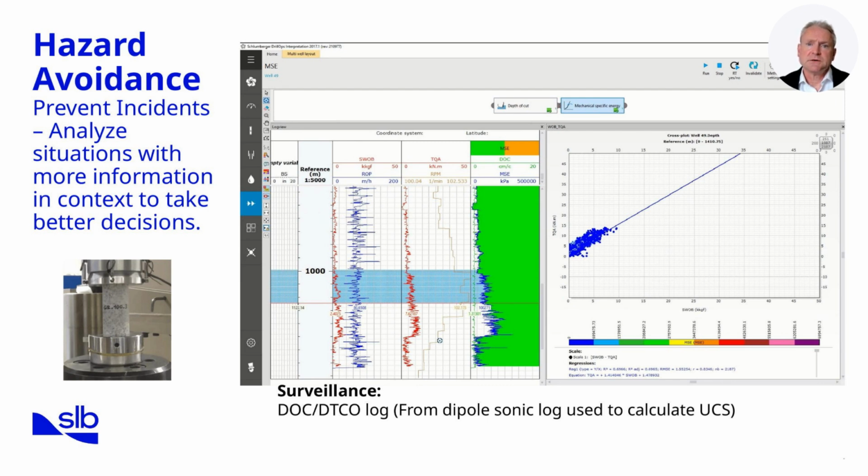The principle is that more context leads to better decisions. Surveillance provides the additional information needed to assess whether drilling parameters are appropriate for the formation being drilled. Instead of reacting to problems after they occur, we proactively adjust to prevent incidents. This theme of proactive monitoring ties directly into the next slide, where we'll examine how MSE trends also relate to bit wear management and projection.